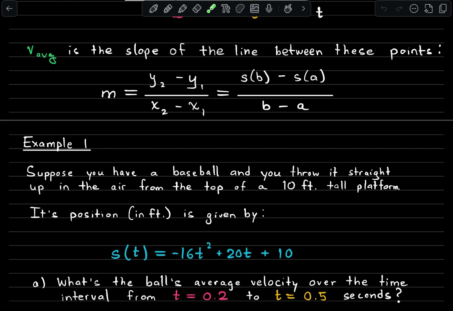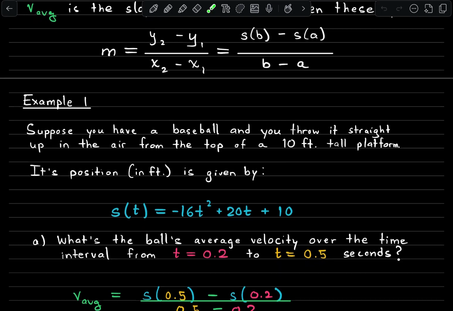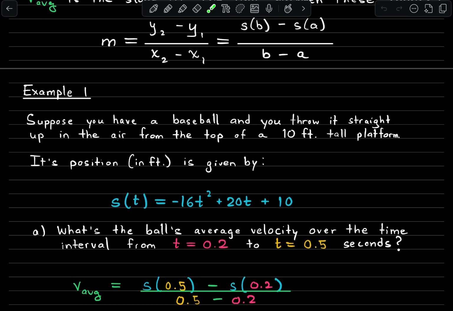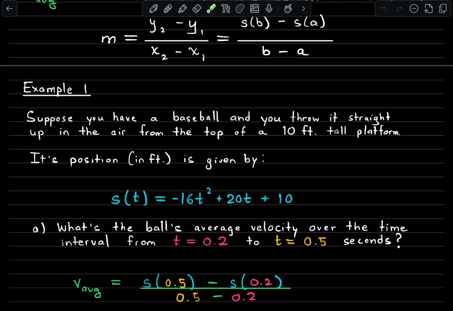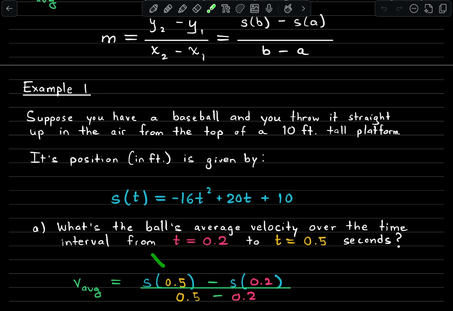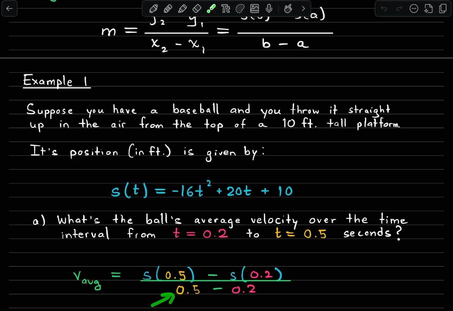0.5 seconds? Okay, so we've already got our average velocity formula, so let's go ahead and try to plug in the values that we have here. So we're going to start with y2, which is going to be its position at 0.5 seconds, minus y1, which is the position at 0.2 seconds, our starting time, divided by 0.5 minus 0.2, right? So that duration of time that we're dealing with.